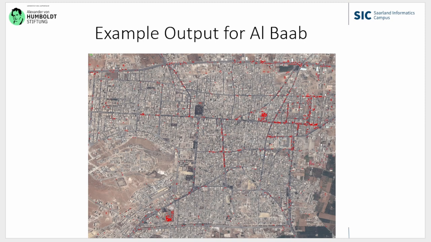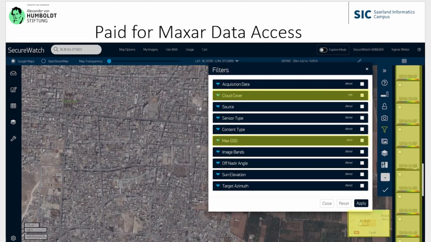And then we did some additional filtering. Cloud coverage, which in the case of Syria is not much of a problem, but Ukraine is a very different beast. So we said not more than 10%. We filtered on maximum ground sampling distance, GSD, so resolution of 50 centimeters per pixel or higher. And so then we got the imagery, we ran this existing model, and detected a bunch of cars, in this case for Al-Bab.